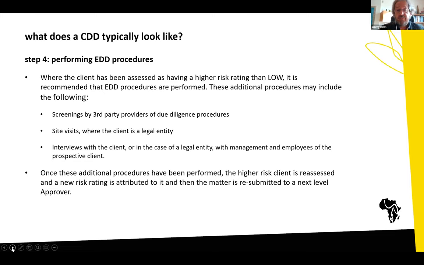It may often require site visits where the client is a legal entity, or interviews with the client, or in the case of a legal entity, with management and employees of the prospective client. It's one of the issues facing the financial world at the moment, where the conclusion of business transactions is moving away from a face-to-face basis and to an electronic platform through banking apps, etc. But there may ultimately be a need for a face-to-face for you to be able to assess whether the client poses this risk.